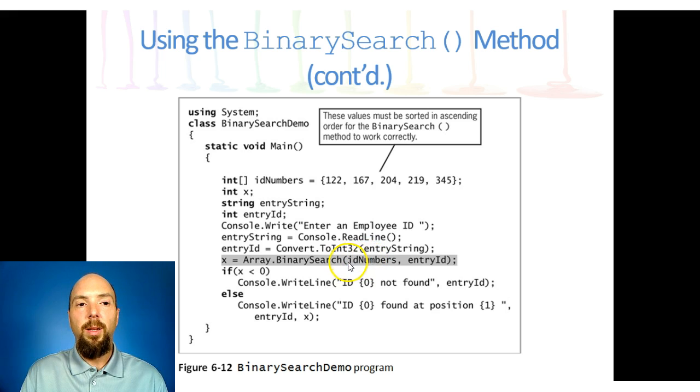So if we tell it, look at IDNumbers and then 204, then it'll go through the array and say 122, no, that's not it. 167, no, that's not it. 204, that is it. So this is 0, 1, 2. It'll take the index 2 and stick it into X. Now we can turn around and say we found it at position X. And then it'll tell us exactly where it is in the array.